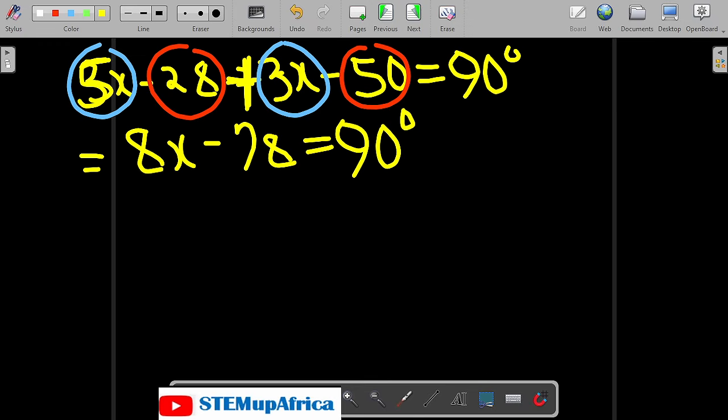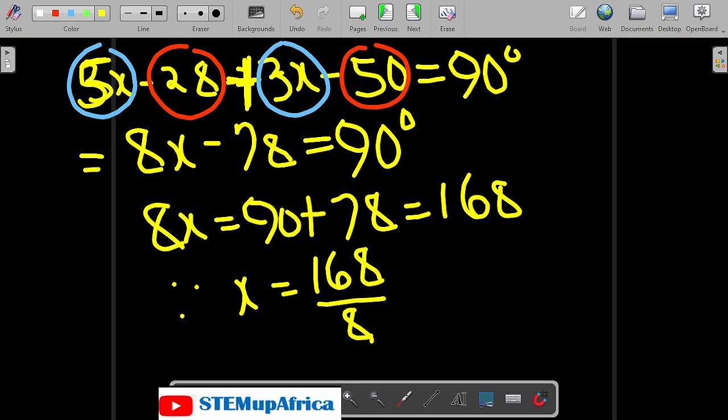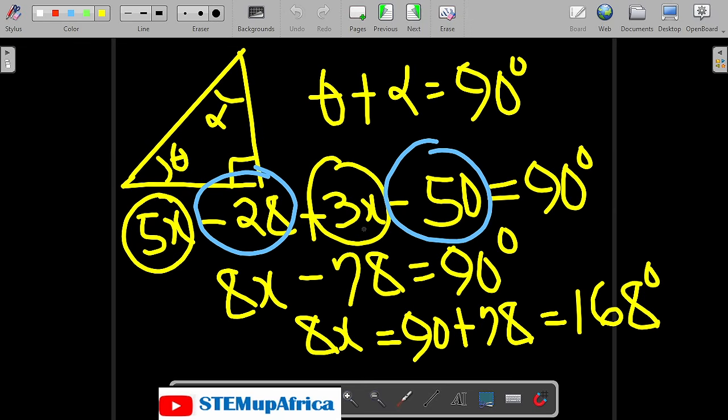To find x from here, I will simply collect like terms. So I'm having 8x equals 90 plus 78. That is 168. Therefore, my x is simply 168 divided by 8. This implies that our x is 21 degrees. So this is the solution to question 1b.